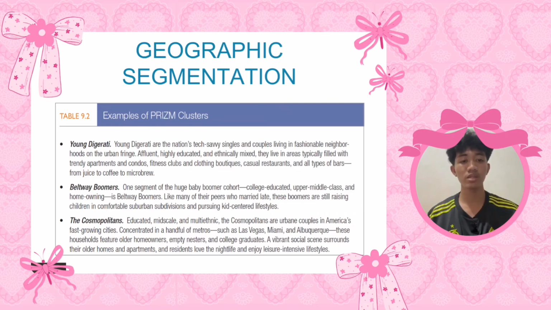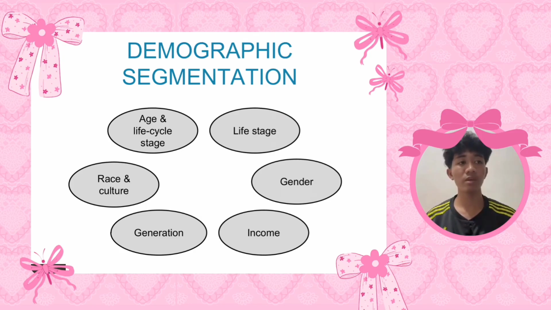Educated, mid-scale, and multi-ethnic, the Cosmopolitans are urban couples in America's fast-growing cities, concentrated in a handful of metros such as Las Vegas, Miami, and Albuquerque. These households feature older homeowners, empty nesters, and college graduates. A vibrant social scene surrounds their older homes and apartments, and residents love the nightlife and enjoy the leisure intensity of the lifestyle.